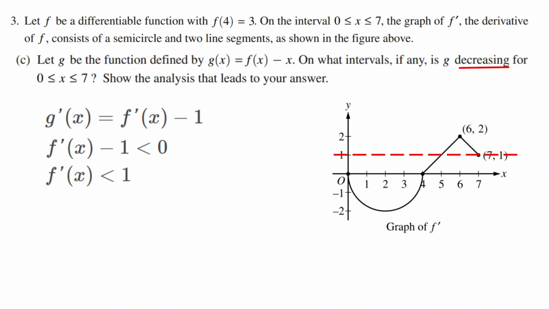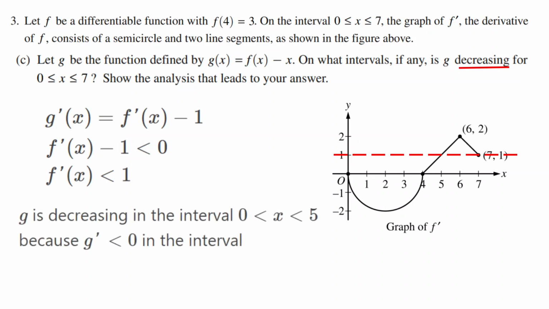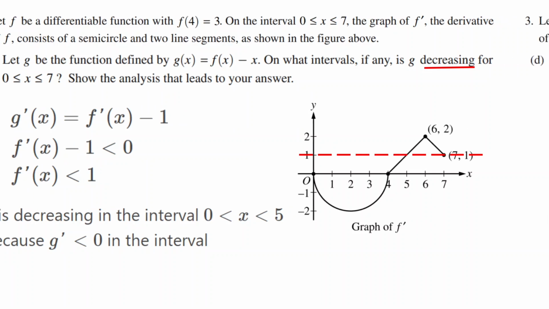By looking at the graph, we can clearly see that in the interval 0 to 5, the value of f prime is always less than 1. We can say that g is decreasing in the interval 0 less than x less than 5 because g prime is less than 0 in that interval. I did not include 0 because it's one of the bounds, but if you put that on the AP exam, it probably is fine. Next is part D.